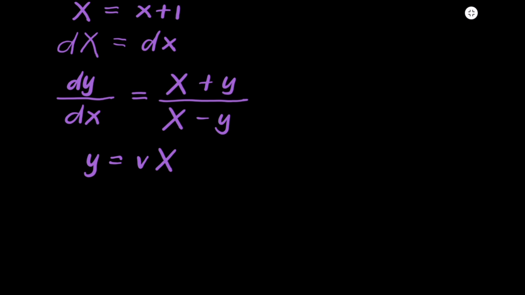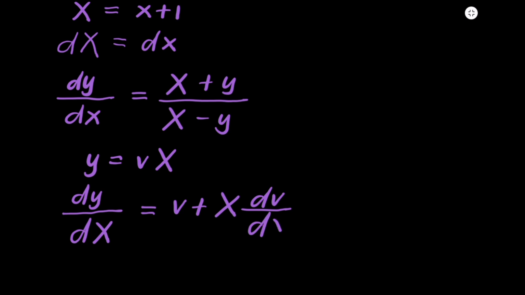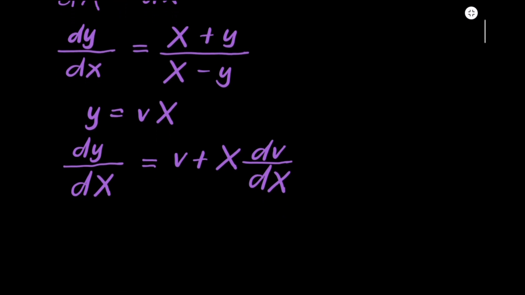So differentiating both sides, we have dy. So we are differentiating with respect to the uppercase X. So dy/dX equals, so we will be using the product rule of differentiation. So we copy v, then take the derivative of X. So that is 1. v times 1 is v, plus X times the derivative of v. So we write dv/dX. Alright?